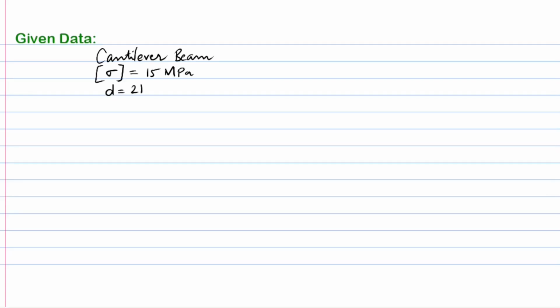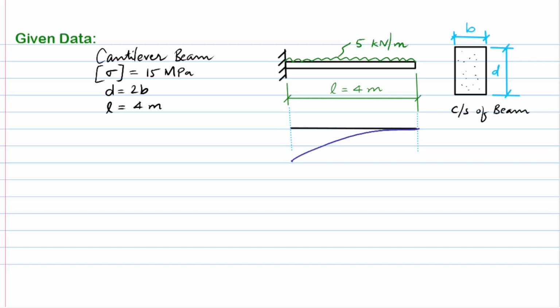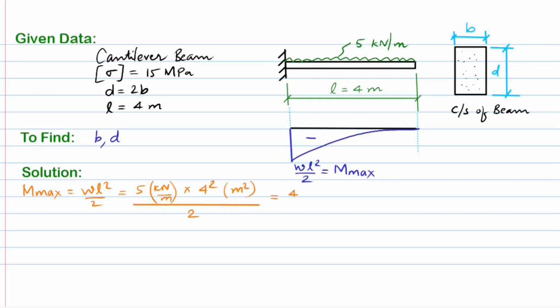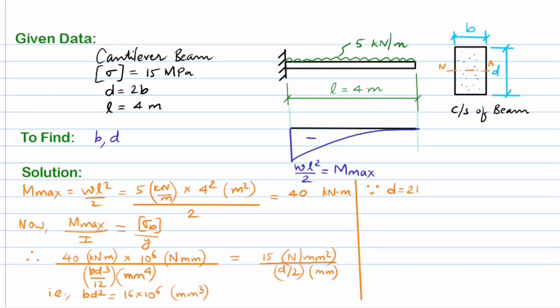The solution to practice problem 9 is provided here for reference and verification. To design the section implies that the dimensions of the cross section need to be found out. The maximum bending moment in the cantilever beam is found to be W times L squared over 2, which is 40 kilonewton meter. The dimensions of the cross section are hence found out as width B is equal to 158.74 millimeters and depth D is equal to 317.48 millimeters.